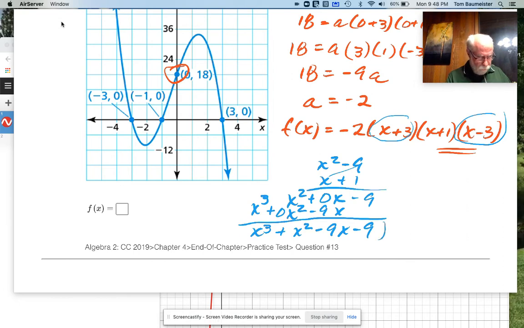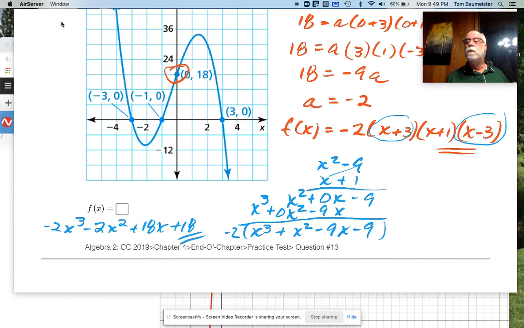Multiply all of that by the negative 2, and your answer will become negative 2x cubed minus 2x squared plus 18x plus 18. It's going to be one or either of those. I'm really hoping that it just stays this one because that'll make it easier for you.